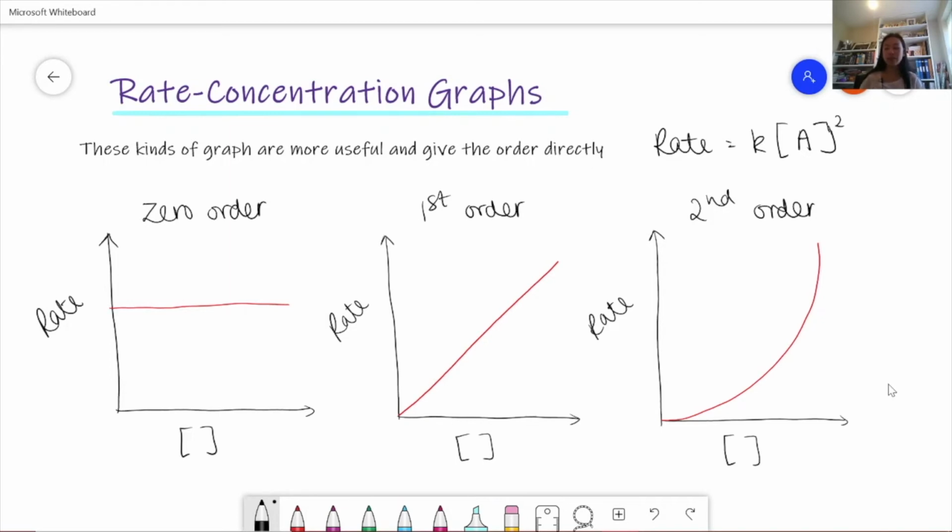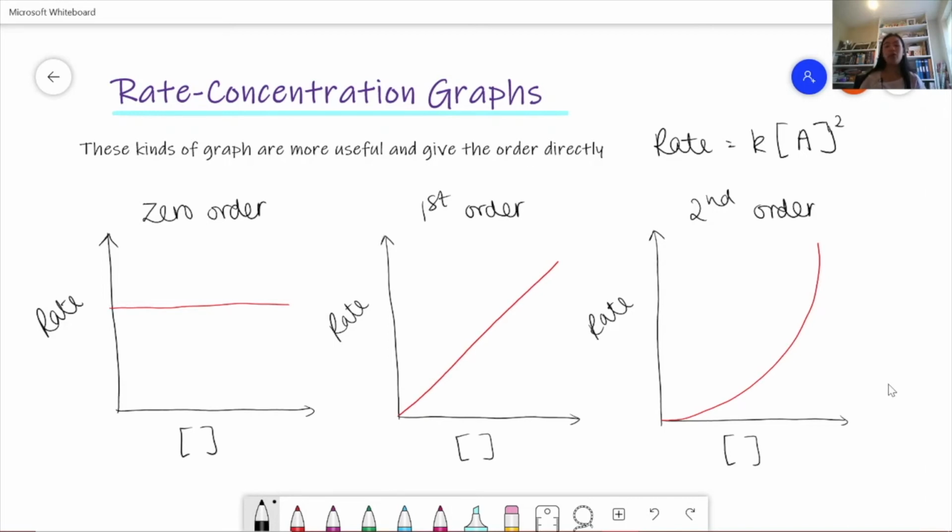And these graphs can be produced from experimental data. So you can either use an initial rates method or a continuous rates method. So an initial rates method is when we do several experiments where the initial rate is measured and the initial concentration of a reagent is changed every time.